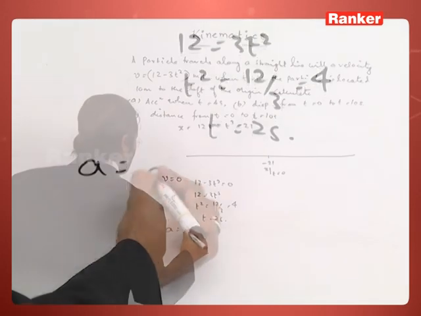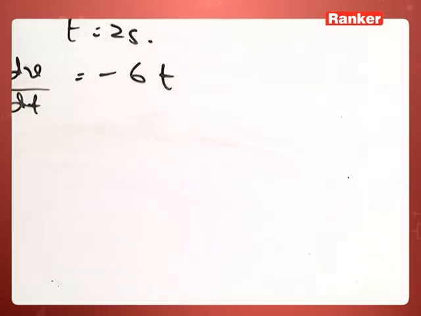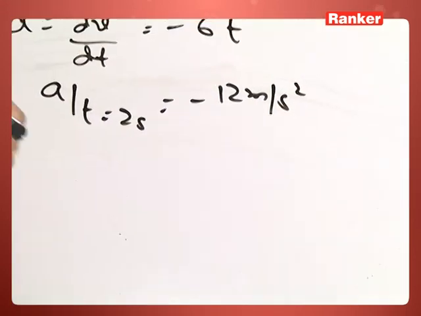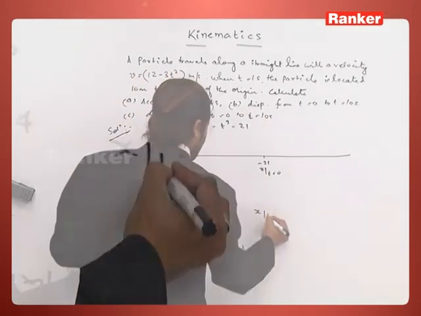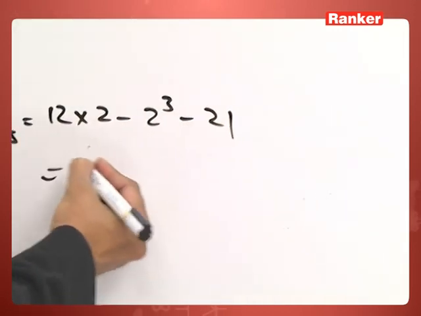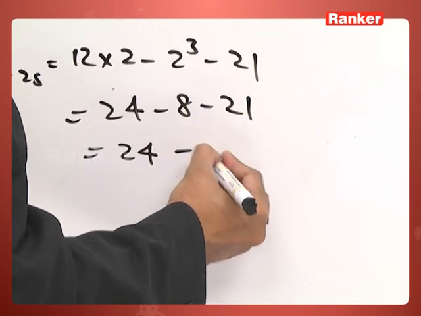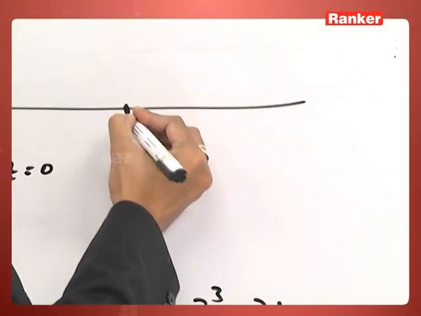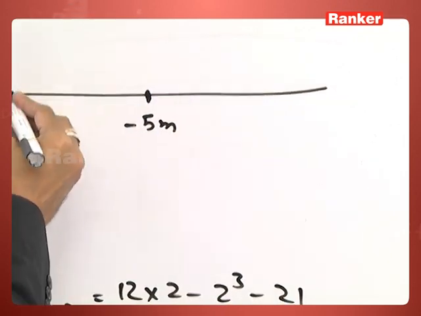Let us find the acceleration, dv by dt. This is minus 6t. So at t is equal to 2 seconds, it is minus 12 meter per second square, in the negative direction. So x at t is equal to 2 seconds is 12 into 2 minus 2 cube minus 21, 24 minus 8 minus 21. So 24 minus 29, this is minus 5. So at t equal to 2 seconds, x is minus 5 meter. That means it's traveling in this way.